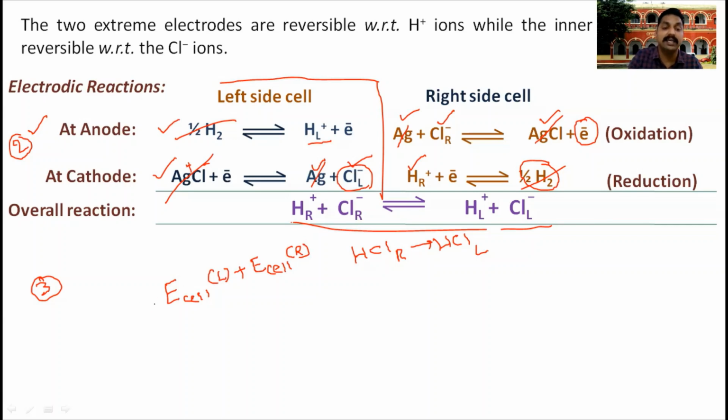Thus E cell is equal to E cell on left hand side cell plus E cell on right hand side. Why are we taking plus here? Because both are connected in series.